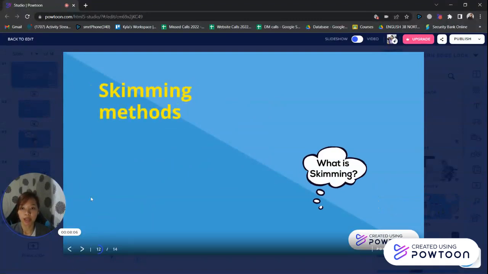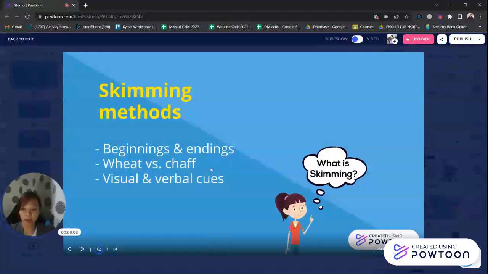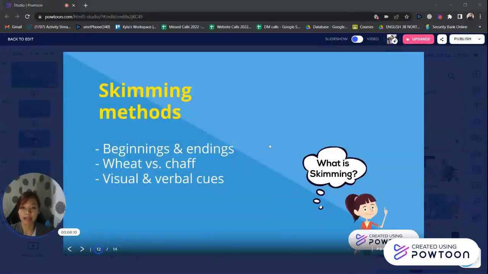Next, these are the skimming methods that you could use. Number one is beginnings and endings. Okay. So you should read the first and last sentences of the paragraphs. You could read the first and last paragraphs of major sections and introductions and summaries of chapters.